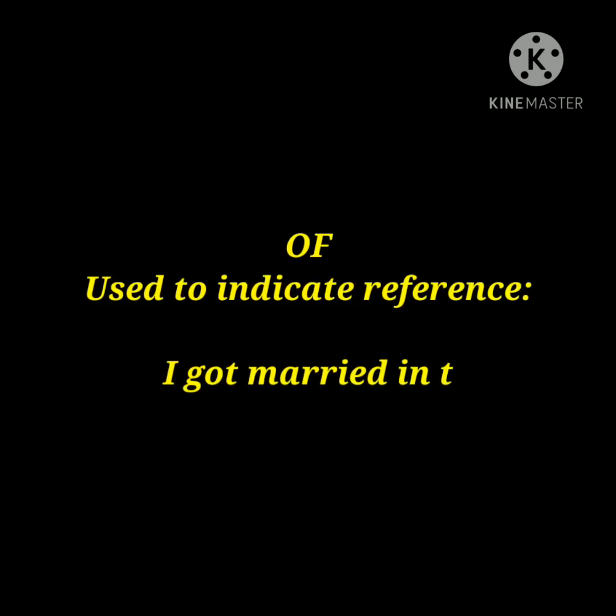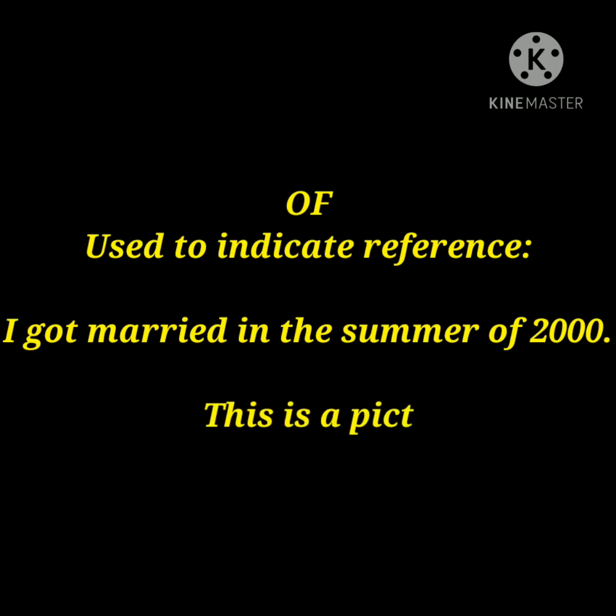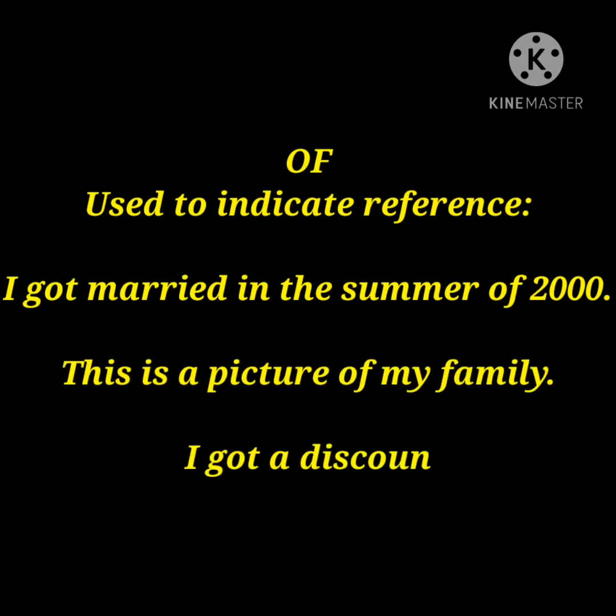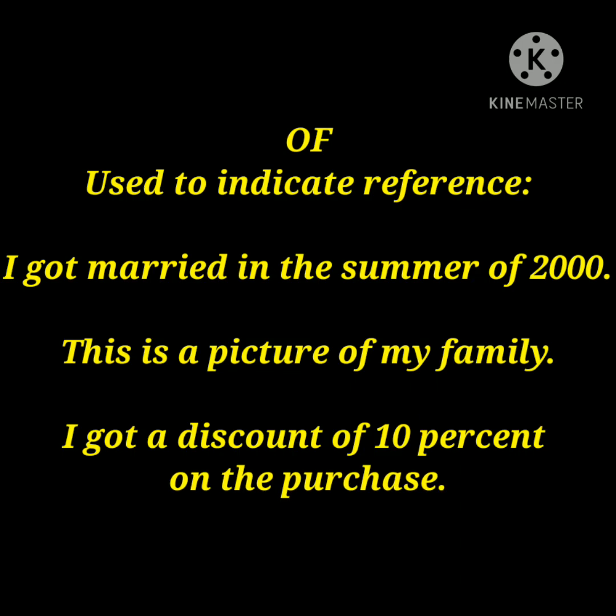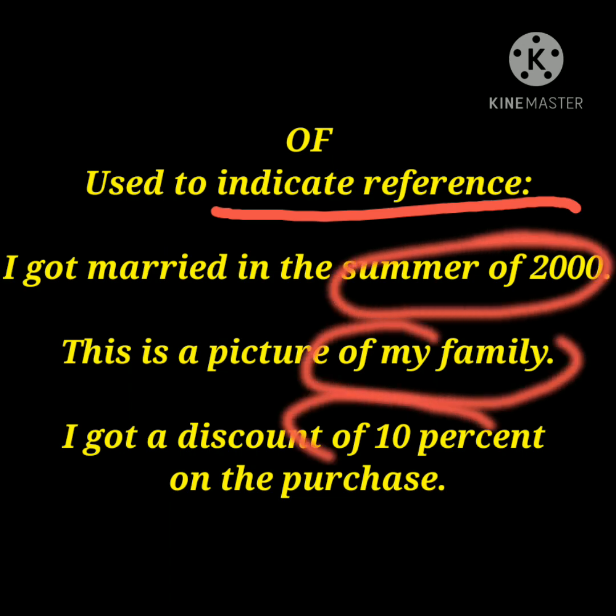Now, we will learn the next use of preposition of. Of is used to indicate reference. I got married in the summer of 2000. This is a picture of my family. I got a discount of 10% on the purchase. So here of is used to indicate reference. Okay, summer of 2000, of my family, and of 10% on the purchase.